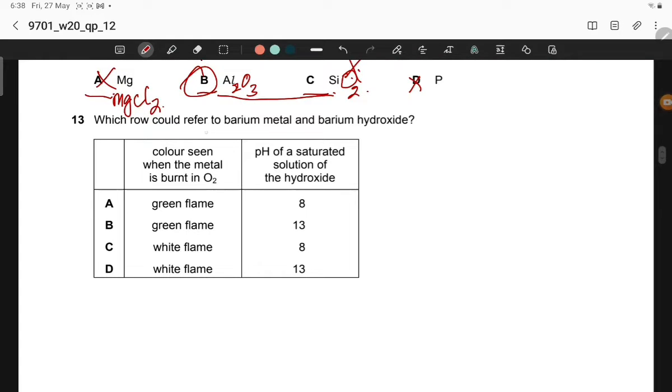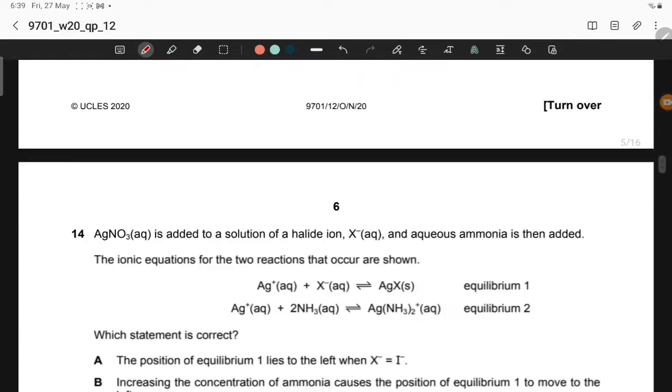Question number 13. Which row would refer to barium metal and barium hydroxide? Color seen when the metal is burned in oxygen. Barium, when burned in the presence of oxygen, gives a green flame. So these two options. Now look at the pH of a saturated solution of barium hydroxide. Barium hydroxide is a strong alkaline solution, so its pH must be 13. So green flame and 13 pH, B option must be correct.